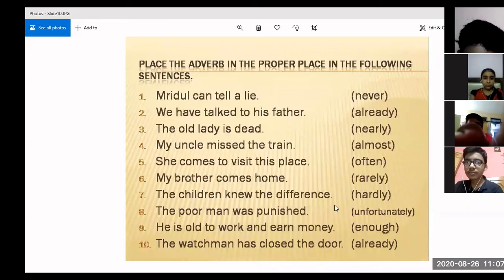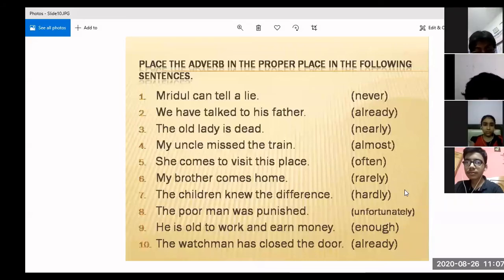Next is, the watchman has closed the door. The watchman has closed the door. You have to insert already. Yes, Shivansh. Good morning, teachers. The answer will be the watchman has already closed the door. Very good. You people have performed very well. The watchman has already closed the door.